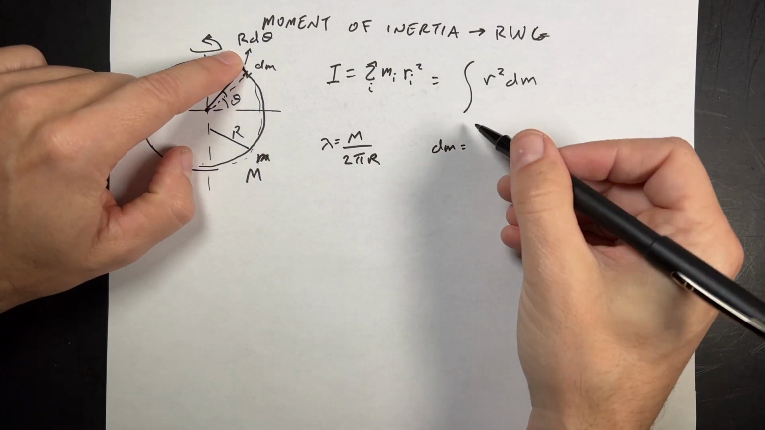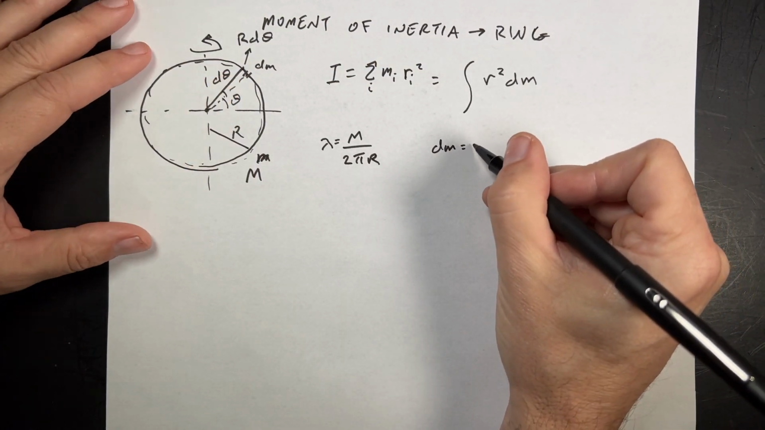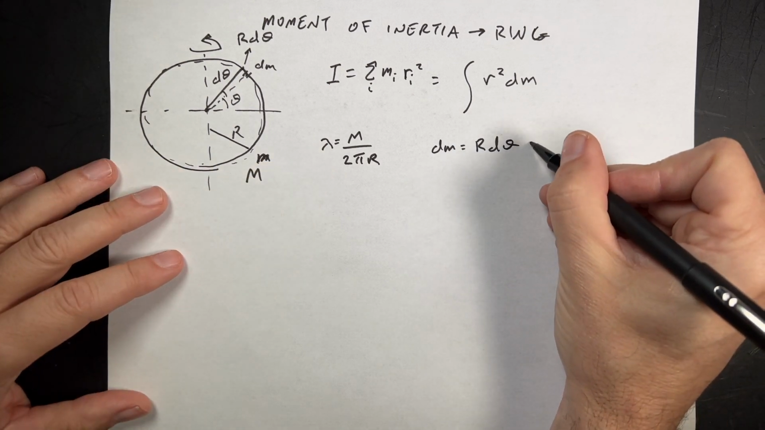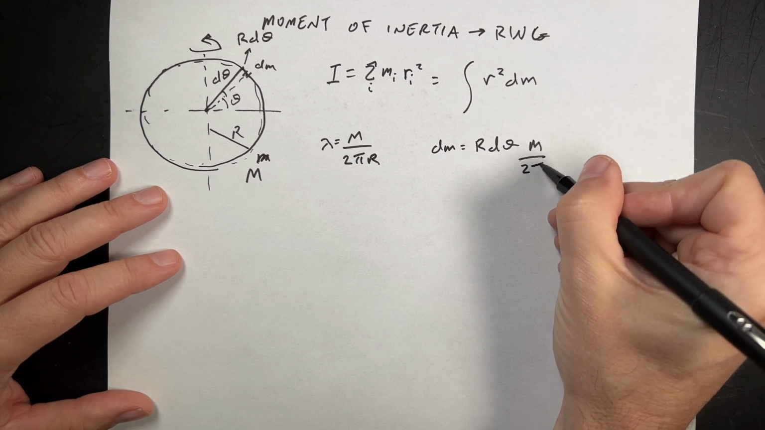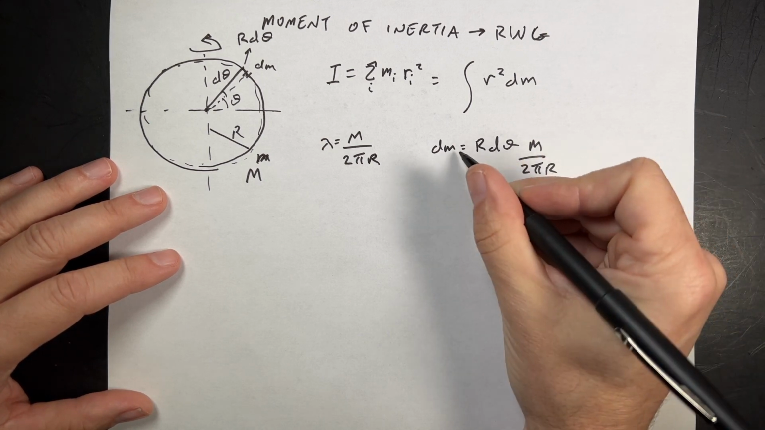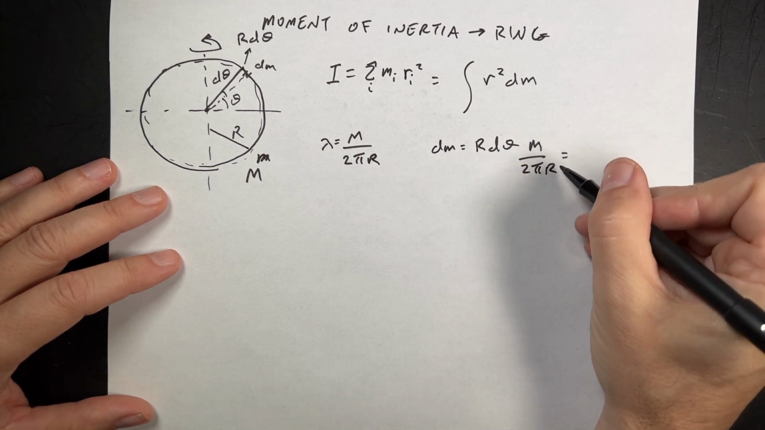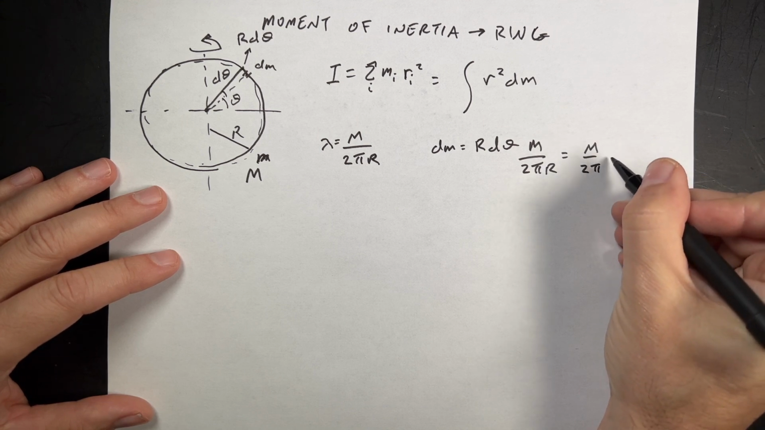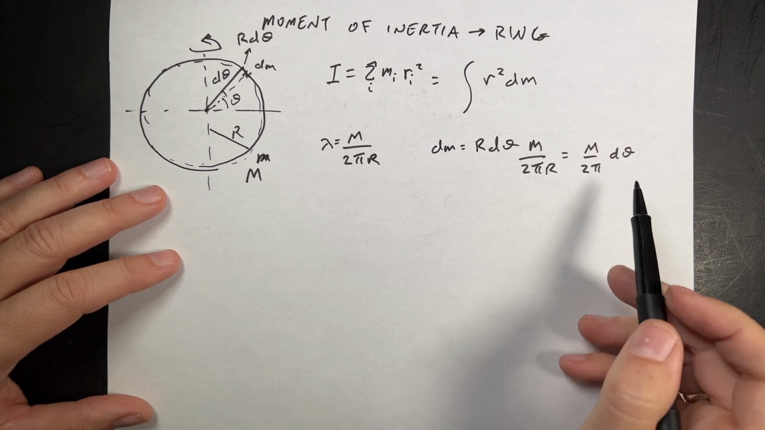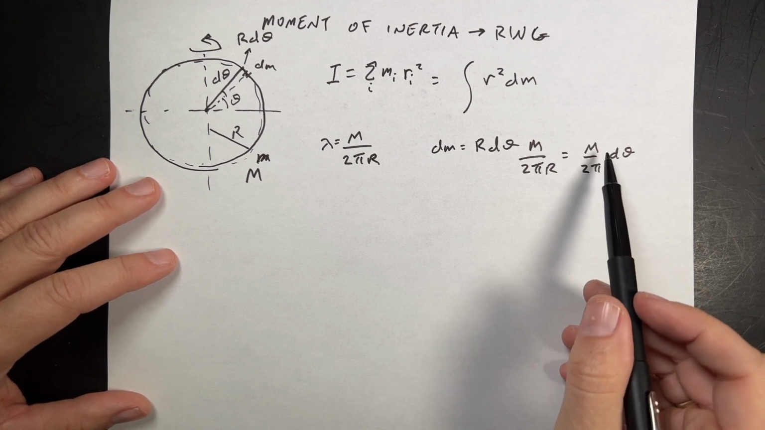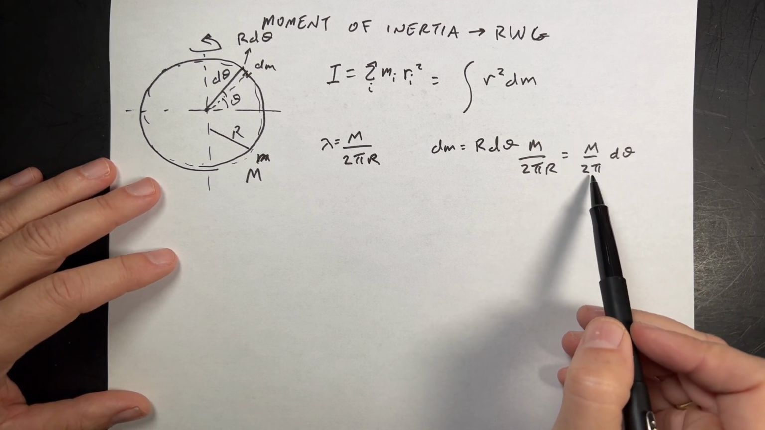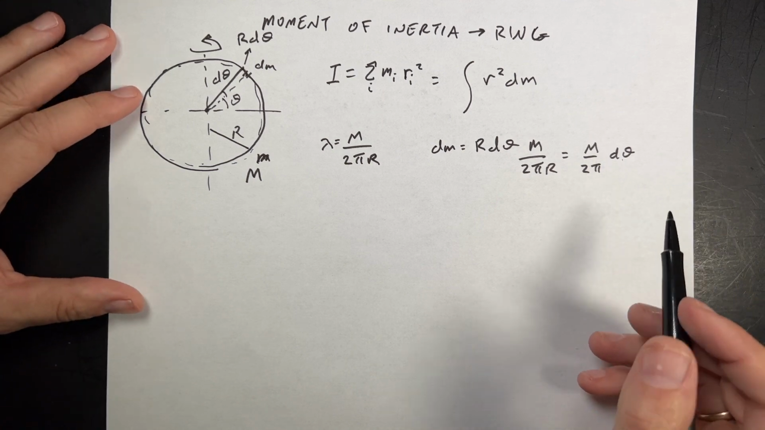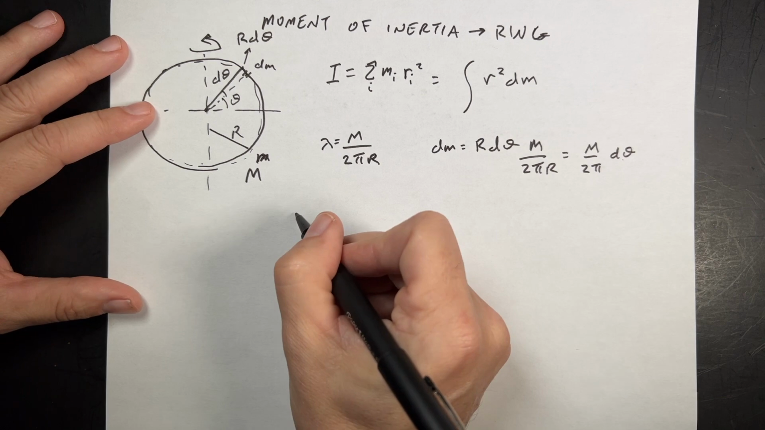So the mass of that little piece is going to be r d theta times lambda, which is M over 2 pi r. So the r's cancel, and I get dm equals M over 2 pi d theta. And you'll notice it does have the correct units. Mass in kilograms, 2 pi is in radians, d theta is in radians, so I get kilograms. So that's my mass. Now I need to set up the integral.